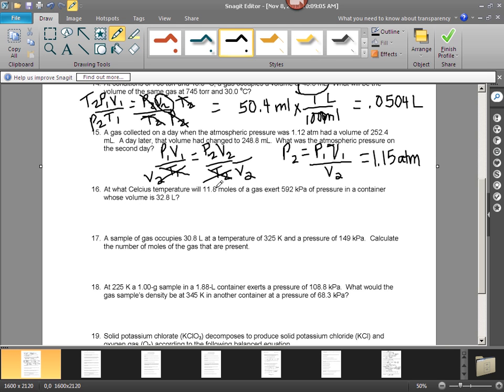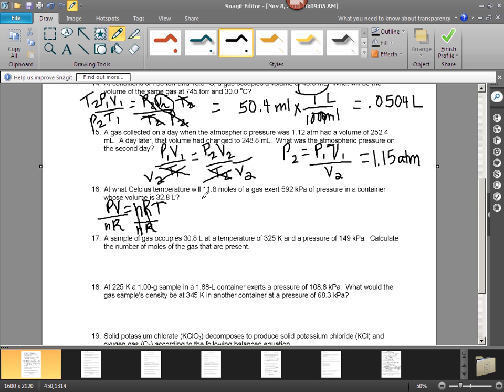What Celsius temperature will 11.8 moles of gas exert, blah, blah, blah. There's no discussion of a change, so no discussion of a change means we're going to use the PV equals nRT. We need our Celsius temperature, but using PV equals nRT, our temperature is going to come out in Kelvin. How do we know that? Because of the R value. If you look at the units of the R value, all the R values have a Kelvin component.